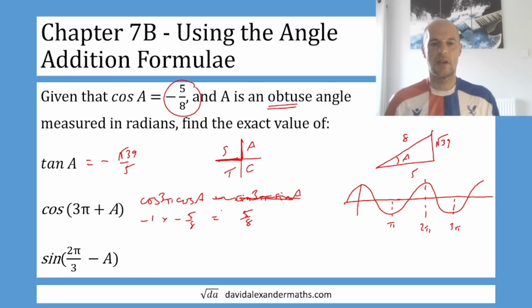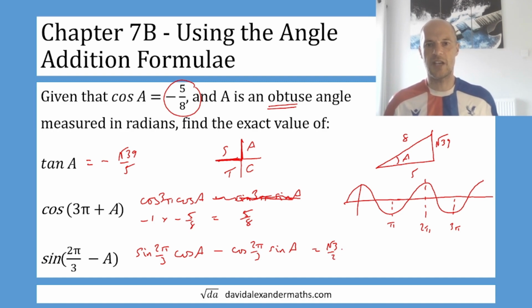+5/8. Okay, now for this final example, I'm going to use my addition formula. So that is going to be the sine of 2 pi over 3 times cos A minus the cos of 2 pi over 3 sine A. Now the sine of 2 pi over 3 is root 3 over 2. So that is root 3 over 2 multiplied by cos A, which we know is -5/8. And we're going to subtract the cos of 2 pi over 3, which is -1/2. So I'll put -1/2 multiplied by the sine of A.